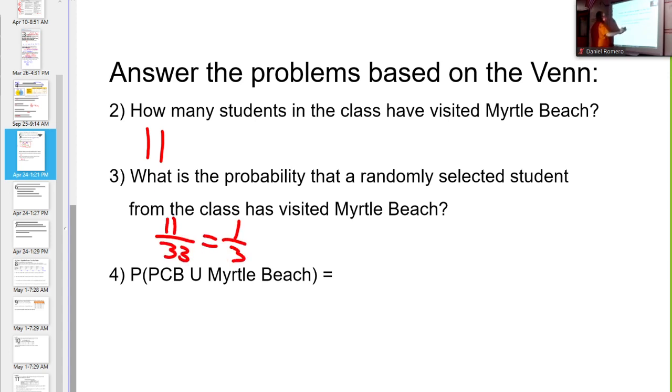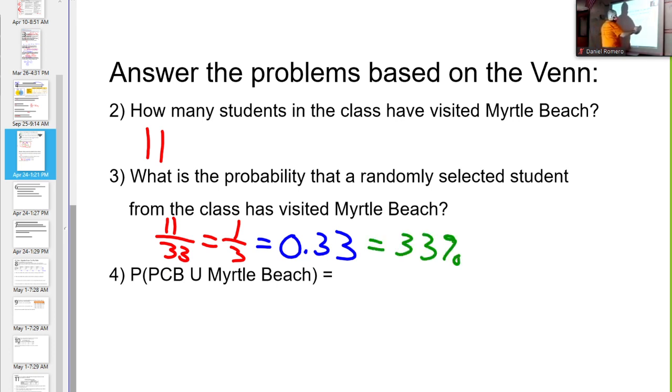That reduces to 1 out of 3. There are 3 ways that probabilities can be expressed. One is as a fraction. Let's make sure it's in the simplest form. Another will be as a decimal, which in this case we have to round. 0.33. And finally, the last one will be as a percent. 33%.